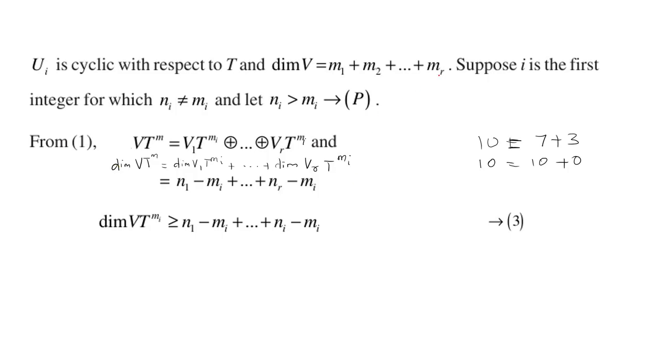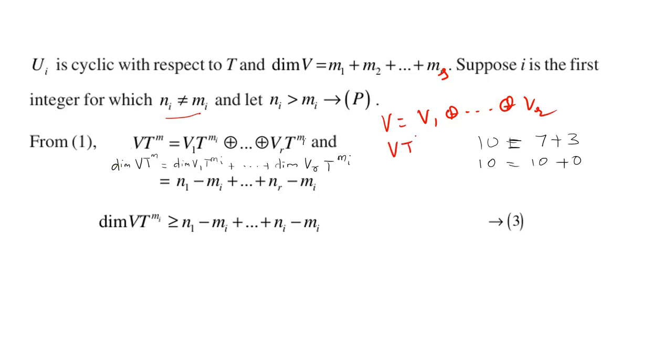Now suppose i is the first integer for which ni is not equal to mi. For definiteness, we must have either ni greater than mi or mi greater than ni. So take ni greater than mi. We shall name this as statement P. Now we'll consider V T^m, and we have our V to be the direct sum of V1 and so on Vr.